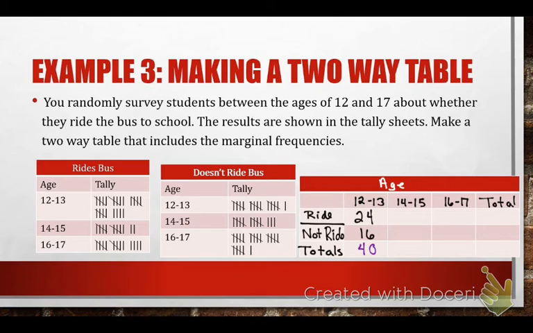So what I want you to do now is fill in the rest of the table, including the marginal frequencies. What does marginal frequency mean again? It means your category totals. Marginal frequencies are your category totals. Okay, so now we've got 12 to 13 makes 25. 14 plus 21 makes 35. And then I've got my totals all the way across. How many students total ride the bus?